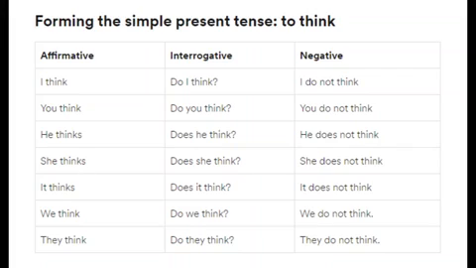It thinks, does it think, it does not think. We think, do we think, we do not think. They think, do they think, they do not think. So this table of affirmative, interrogative and negative will help you to understand how to form the simple present tense in its affirmative, interrogative and negative.